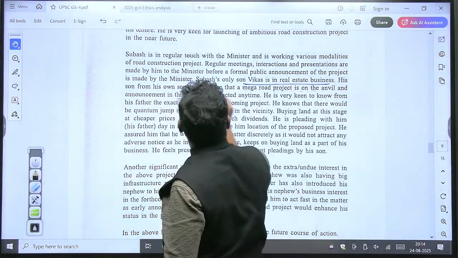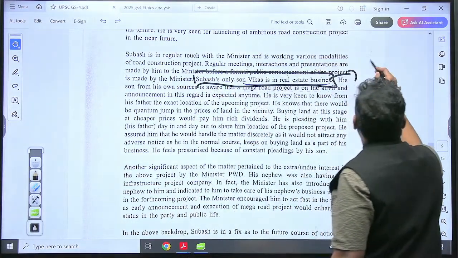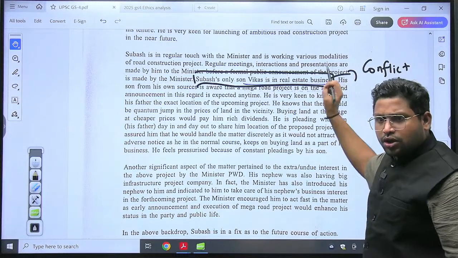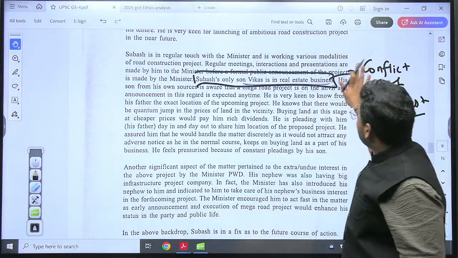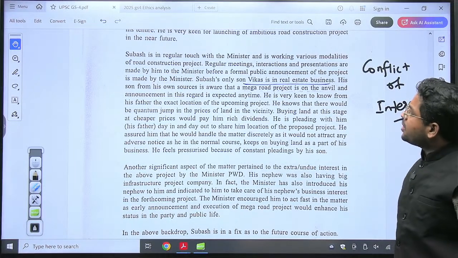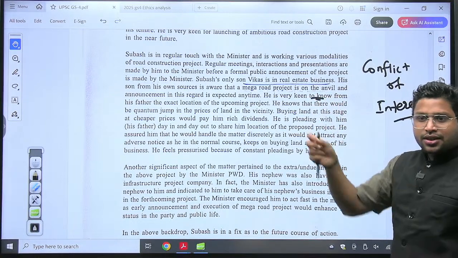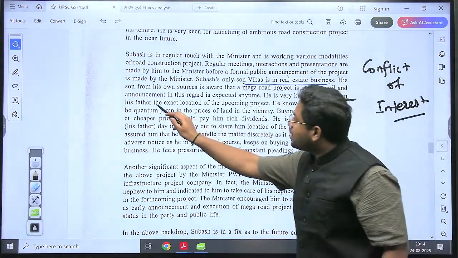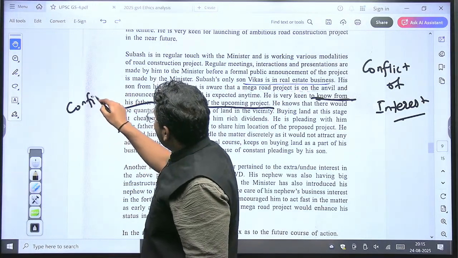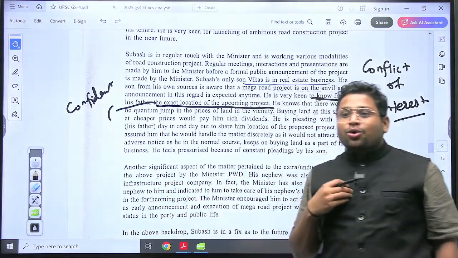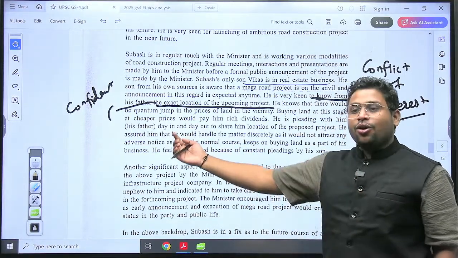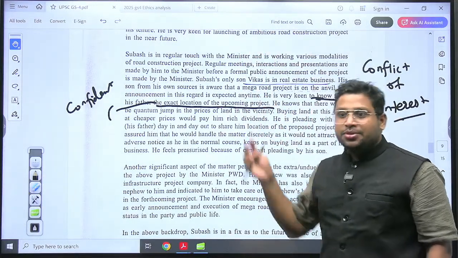Now see, the moment I see this, I will think about this concept called conflict of interest. While reading, I would suggest making such notes on the paper directly, because anyway this will be important while writing the answer. His son from his own sources is aware that a mega road project is on the anvil and an announcement in this regard is expected. So it seems he is interested, that he needs some information. He is very keen to know from his father the exact location of the upcoming project. So the conflict of interest idea is here. The confidentiality part is also there. Your own ethical conduct will be there, that you are bringing personal interest into your professional conduct, the probity part, all these. So can you think of all these things which are there in the syllabus directly?